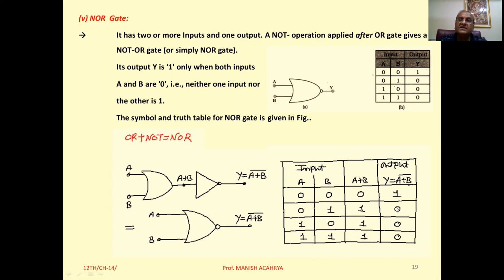And this NAND gate and NOR gate are called universal gates because with the help of the combination of this NOR and NAND, you will get the NOT gate, OR gate, as well as AND gate.